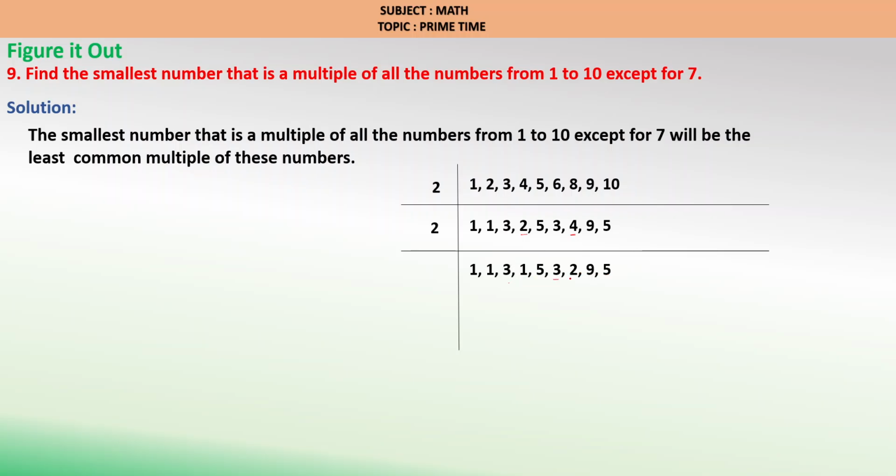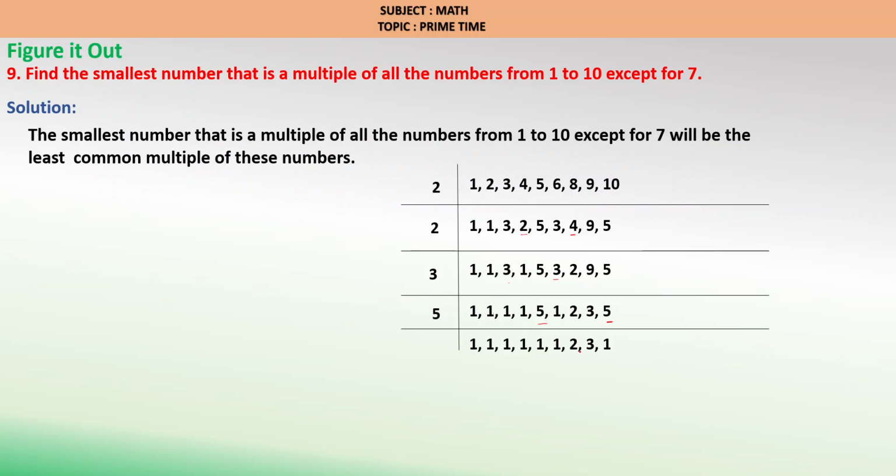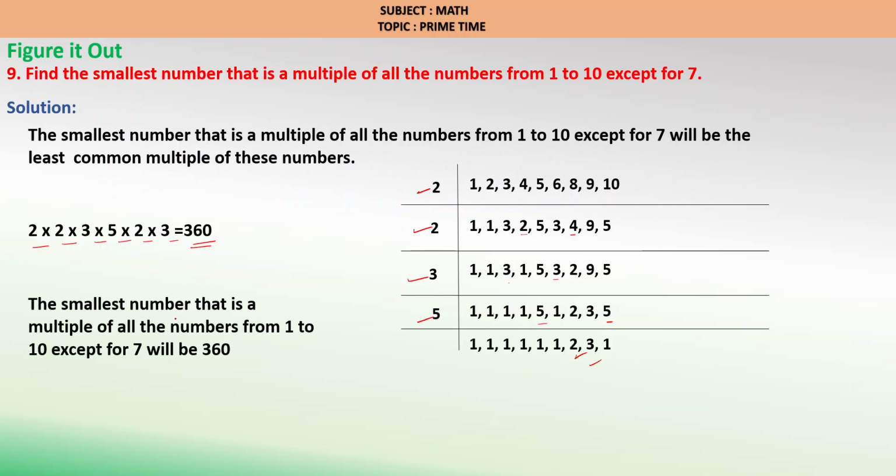Now we can take 3 as the factor. 1 1 1 5 1 2 3 5. Next, among these we can take the common factor 5. The numbers lead to 1 1 1 1 2 3. So there are no other common factors. Therefore, the LCM will be 2 into 2 into 3 into 5 into 2 into 3. The number is 360. So the smallest number that is a multiple of all the numbers from 1 to 10 except 7 will be 360.